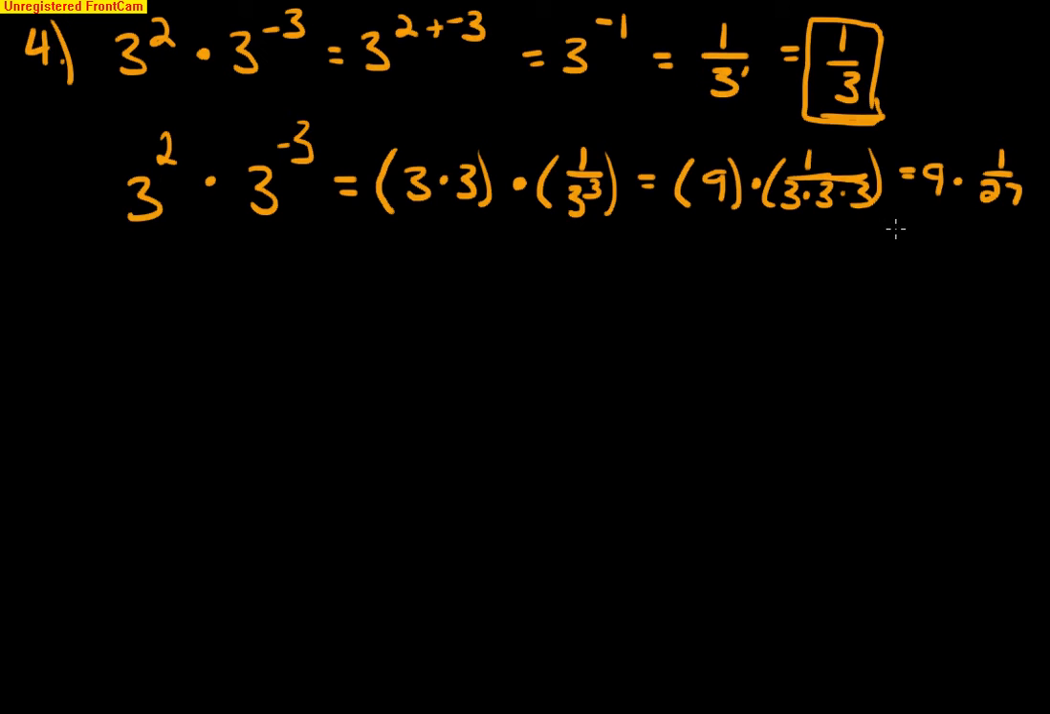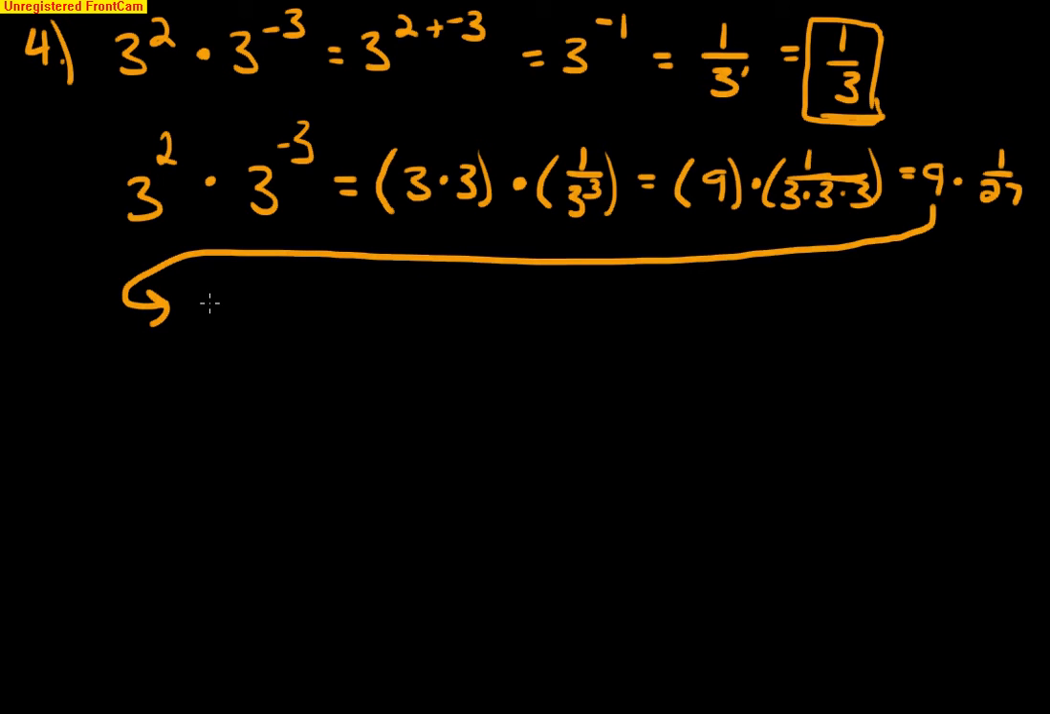Okay, so hopefully I don't confuse you, but I'm going to take this down here and slide over and start over, so we have more room. So let me rewrite that. We have 9 times 1 over 27. And remember, 9 is the same thing as 9 over 1. So really we have 9 over 1 times 1 over 27.